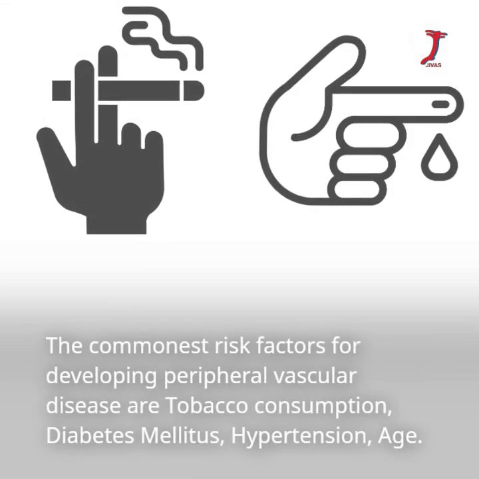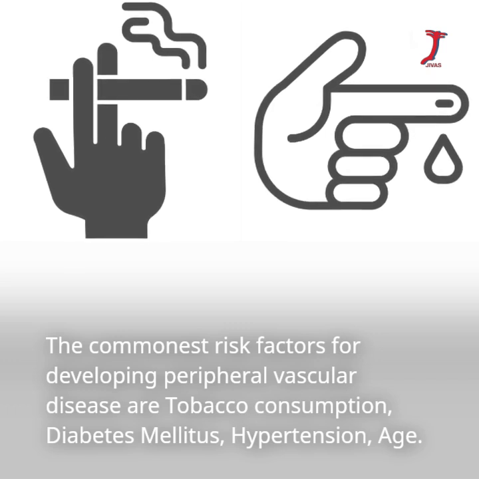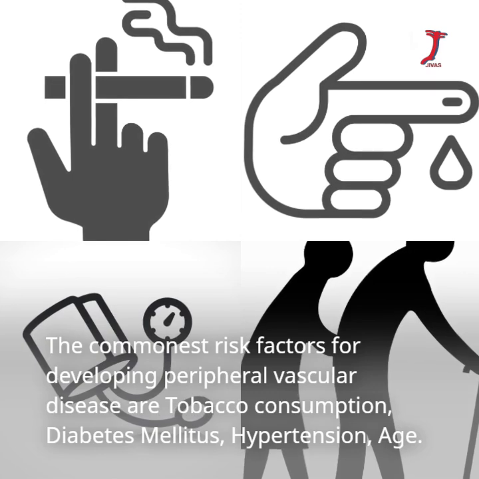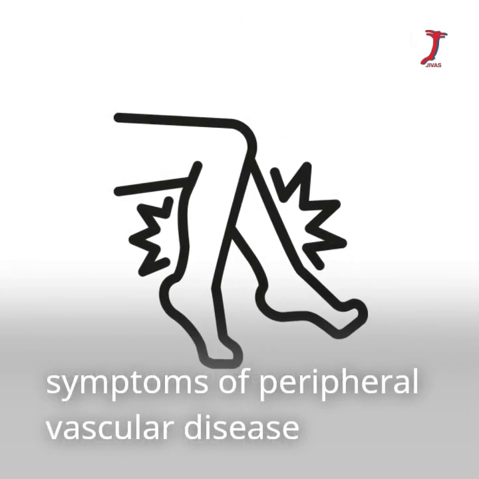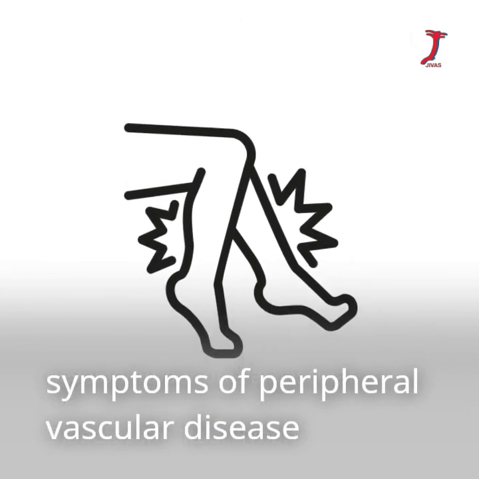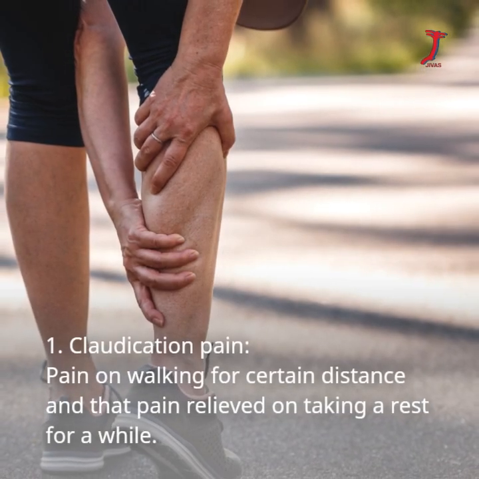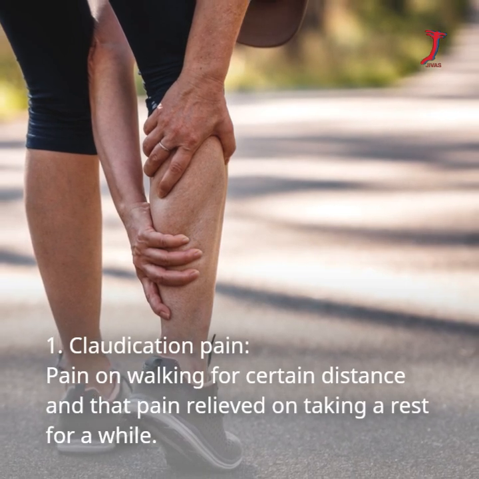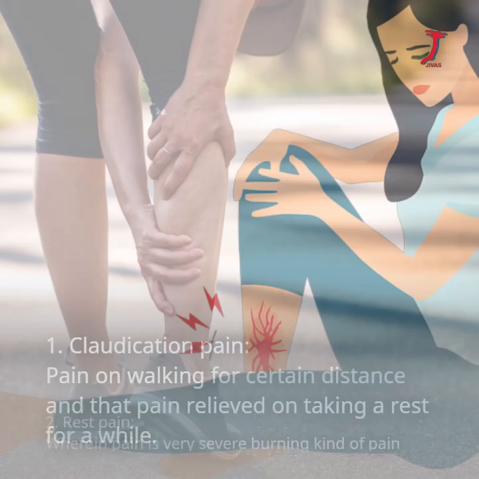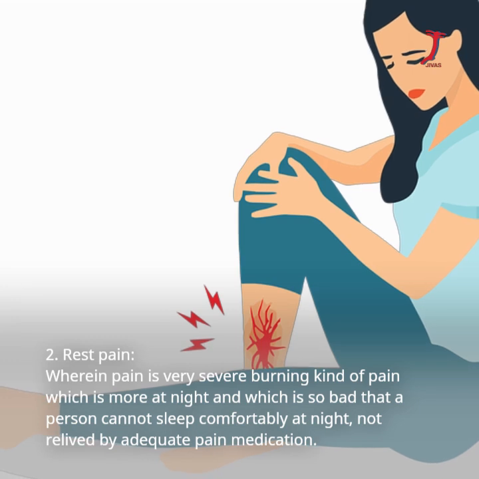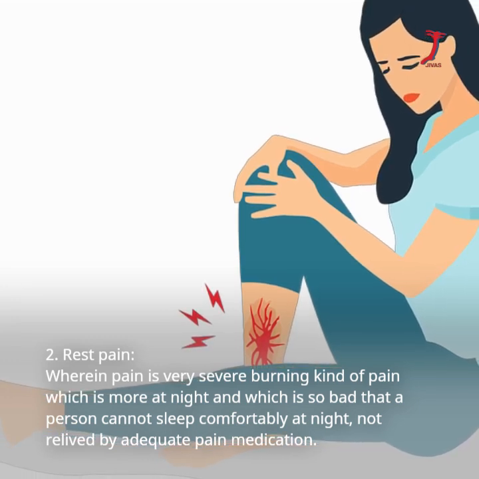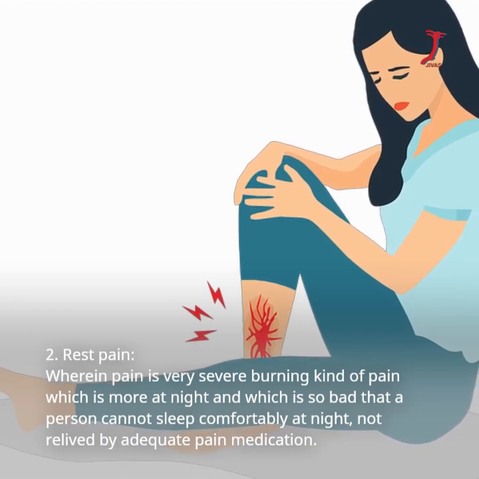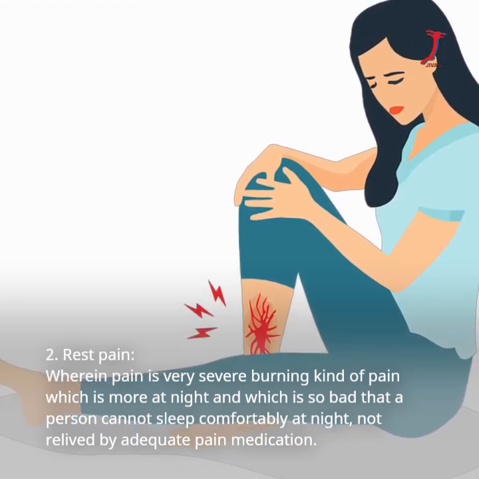The commonest risk factors for developing peripheral vascular disease are tobacco consumption, diabetes mellitus, hypertension, and age. Symptoms of peripheral vascular disease: claudication pain, which is pain on walking a certain distance that is relieved on taking rest for a while. Rest pain, wherein the pain is a very severe burning kind of pain, more at night, which is so bad that a person cannot sleep comfortably at night and is not relieved by adequate pain medication.